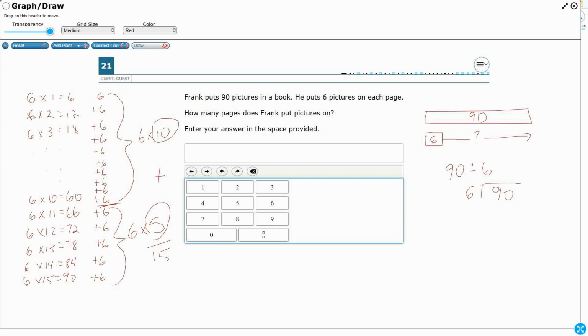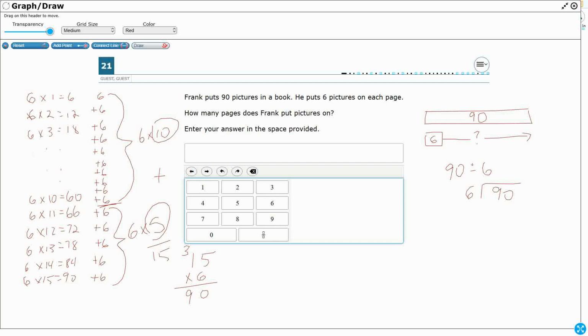Now, if I'm not sure, we just double check. We know how to do this in 3rd grade. Let's double check 15 times 6. So that's going to be 6 times 5 is 30. We're going to regroup that 3. 6 times 1 is 6. And then add that 3 and it is going to be 9. So we do get back to 90. So that 15 is going to work.